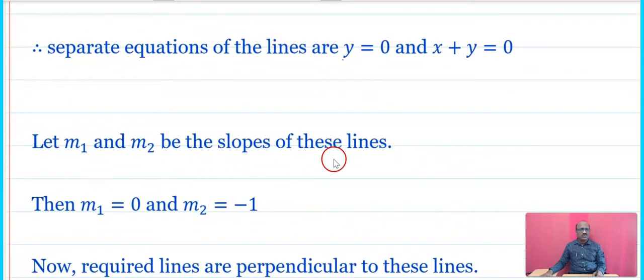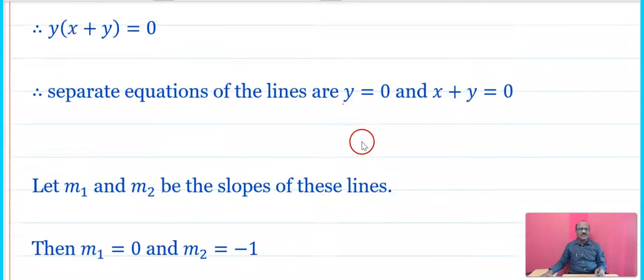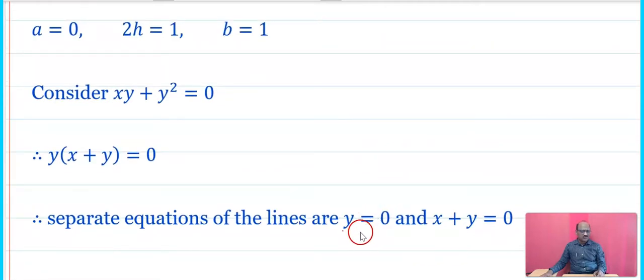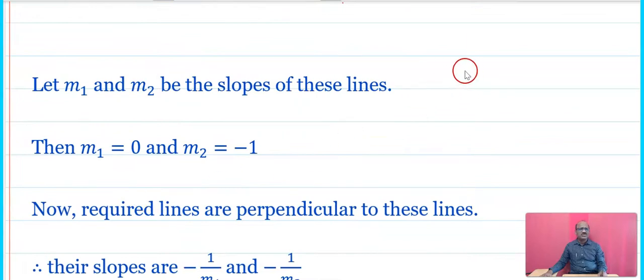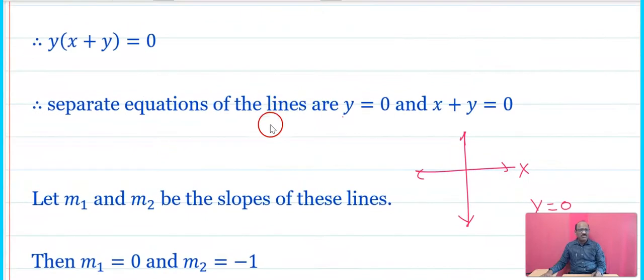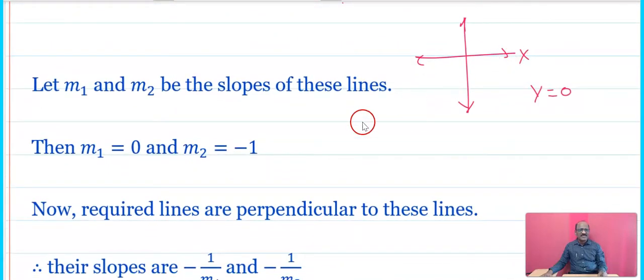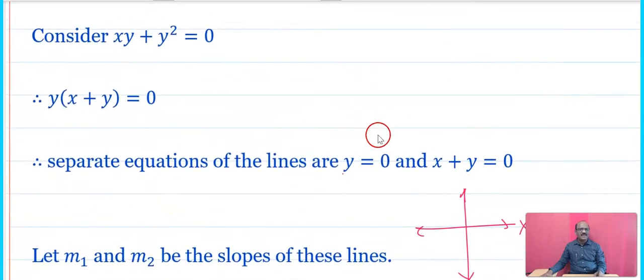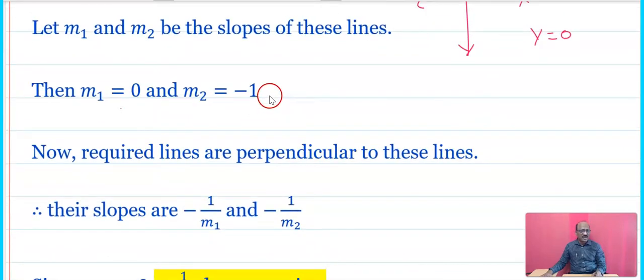Let m1 and m2 be the slopes of these lines. The slope of the first line, y = 0, means what? It is the x-axis. What is the equation of the x-axis? Equation of the x-axis is y = 0. Therefore m1 is 0. It is the x-axis, therefore its slope is 0. And here x + y = 0. Therefore what will you get as the slope of the other line? y = -x, therefore the slope of the other line m2 is -1.